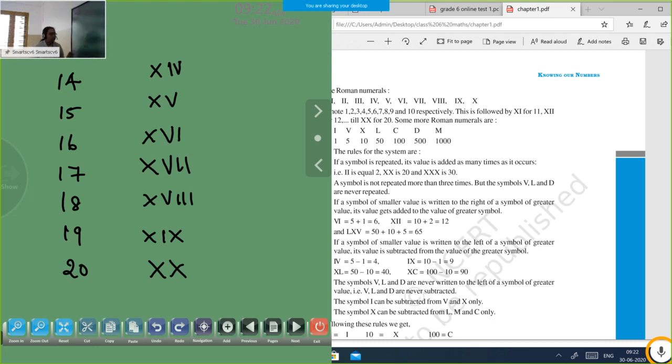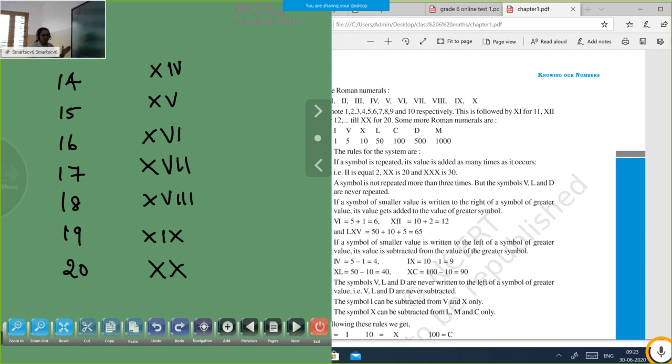Also teacher said we can repeat the number maximum 3 times. That too, we can repeat only I 3 times. X we can repeat 3 times. Then we can repeat C 3 times. Then 1000, M, we can repeat 3 times. Only these numbers we can repeat 3 times. Okay, that teacher will give us a note.